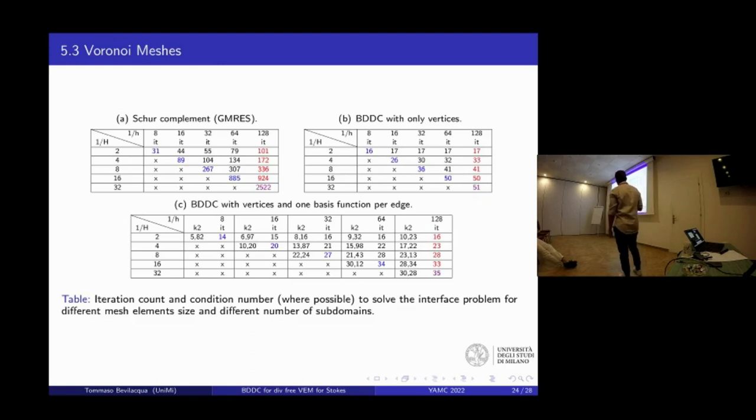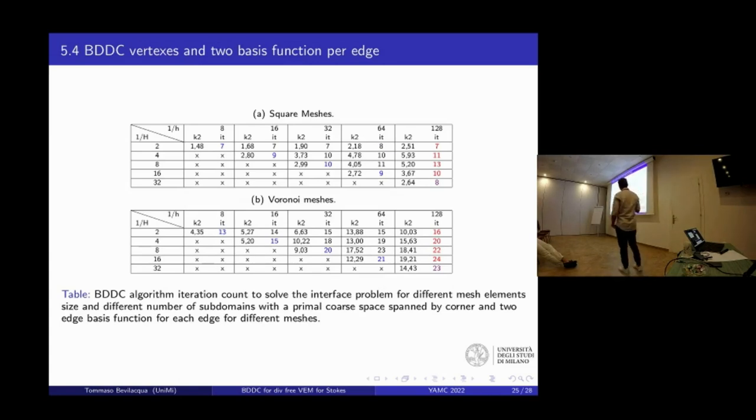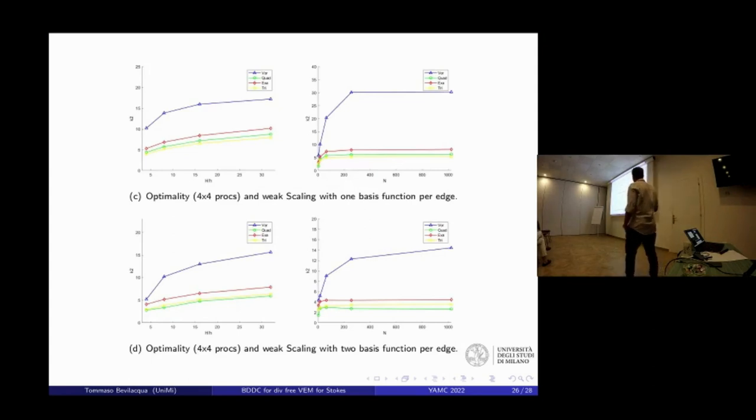We tested also on a Voronoi mesh. We have basically the same result, but clearly the number of iterations and the condition number are a little higher. We also tested another type of primal space. Instead of having only one degree of freedom for each edge, we increase the space, so we consider two basis functions for each edge, and in this case we see a better behavior of the preconditioner, a faster convergence. This is a good fact because by increasing just a little bit the coarse space, you gain a lot in terms of speed of convergence. We have recorded here the plots for the optimality and the weak scaling, using one basis function for each edge and two basis functions for each edge.